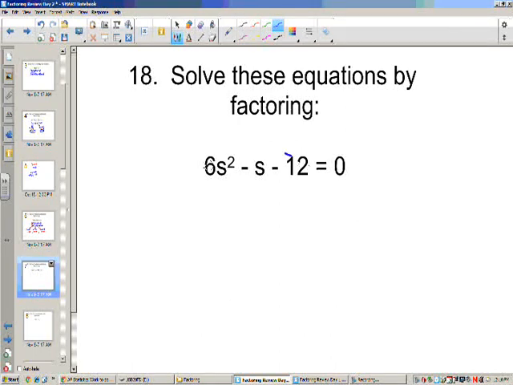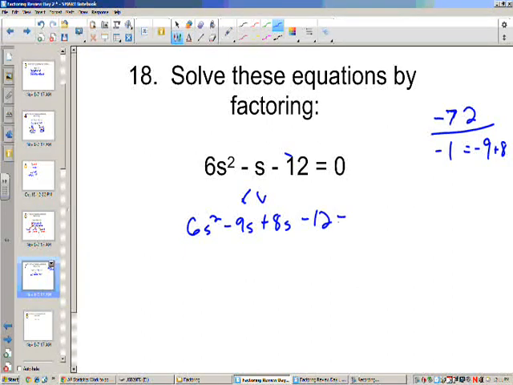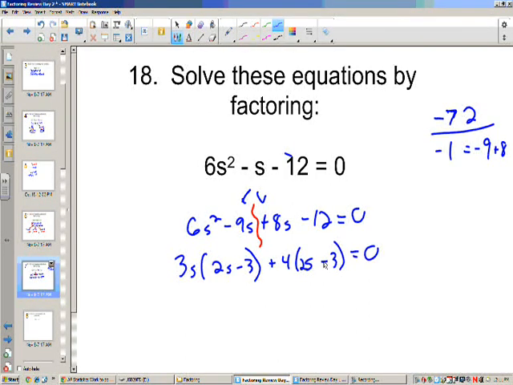So what I do is multiply these two numbers, get negative 72. And now what multiplies to negative 72 but adds up to negative 1? That answer is negative 9 plus 8. So I'm going to split this middle term up into 6s squared minus 9s plus 8s minus 12 equals 0. If I divide this down the middle, I'd take 3s out, leaving 2s minus 3. Over here, I would take out a 4, leaving 2s minus 3. Now I can factor out a 2s minus 3 out of this equation.